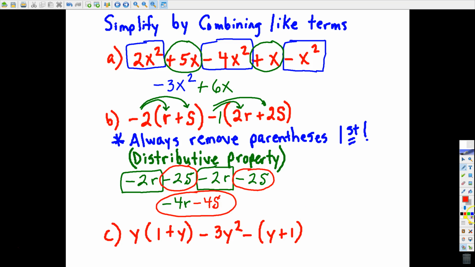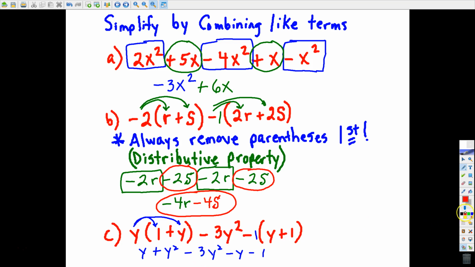And then finally, letter C. Again, we need to get rid of these grouping symbols, these parentheses, by doing the distributive property. So when I distribute y to both of these terms, I get y plus y squared minus 3y squared. And then I'm distributing negative 1 to both of these terms. I get negative y minus 1.